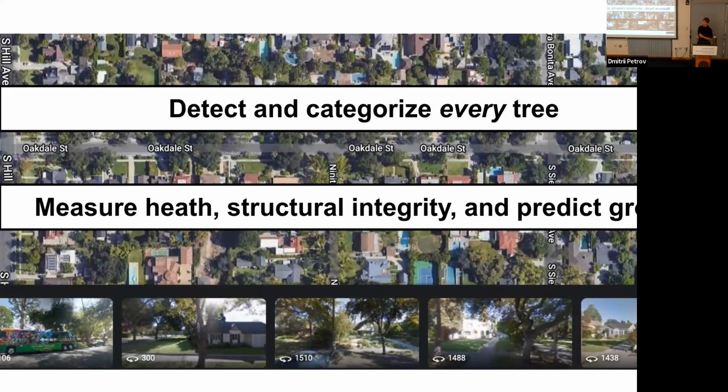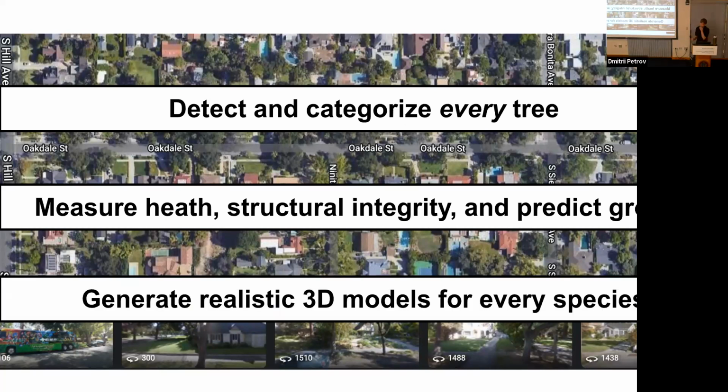We'd also like to go beyond just species ID and think about measuring health, structural integrity, and predicting growth. This is something cities are very interested in from an infrastructure perspective. They want to understand where to prioritize tree pruning to avoid hitting power lines or breaking sidewalks. And ecologists are very interested because they want to understand how tree health is changing across species as climate changes.